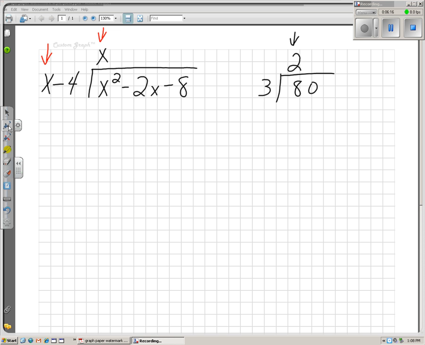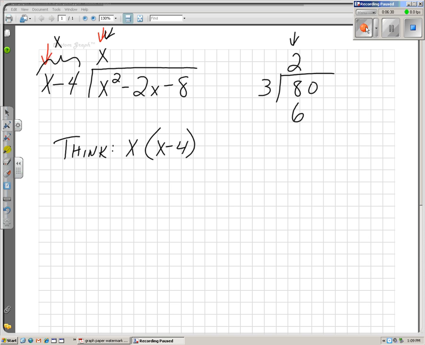All right, let's go back to grade school. What do I do next? I multiply 2 times 3 and get 6. Well, let's do the same thing over here. I'm going to multiply my x by my x minus 4. Remember to multiply it. I want you guys to think x times x minus 4. You're not just multiplying the x's, you're multiplying the x on top times the x minus 4 on the side. So think distributive property.